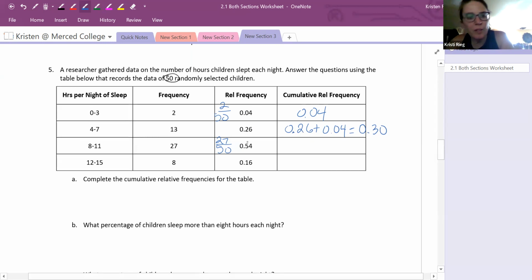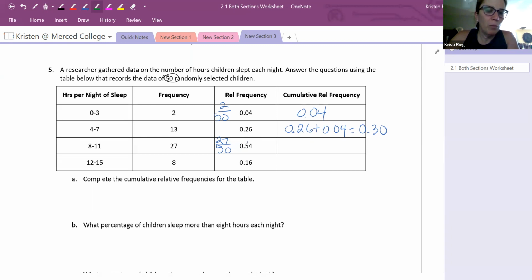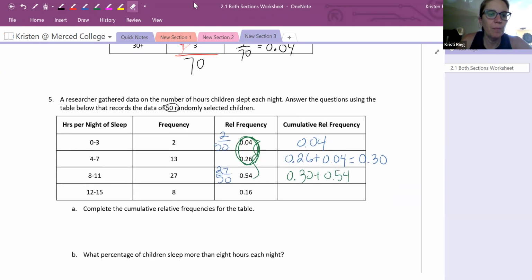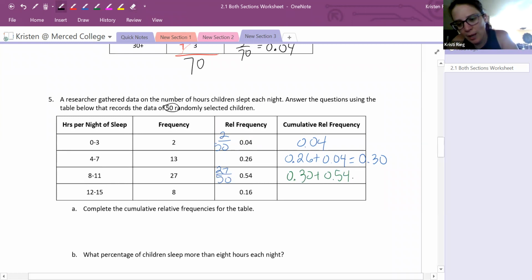So here, this 0.54. Now, in theory, we would add these 3 numbers together. But we already know those 2 are 0.30. So I really just have to do 0.30 plus 0.54. So I take the line above it, and because the line above it already has everything, and then the line I'm on. So I'm at 0.84.